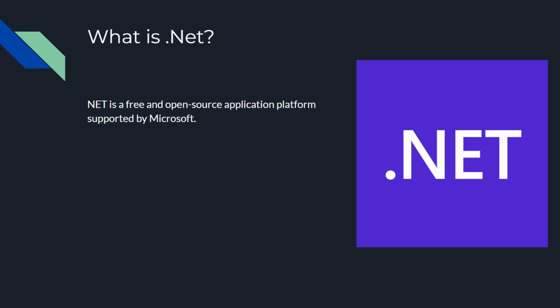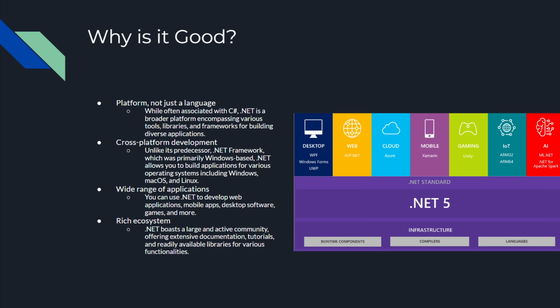So now the question is, okay, you've heard C# and you've heard .NET, and .NET and C# are always kind of said in the same breath, right? So what is .NET? Well, .NET is a free and open source platform that is supported by Microsoft. So it's owned by Microsoft, but it's open source, so you can actually go and contribute and download the code and use it for whatever you need. But it is maintained by Microsoft.